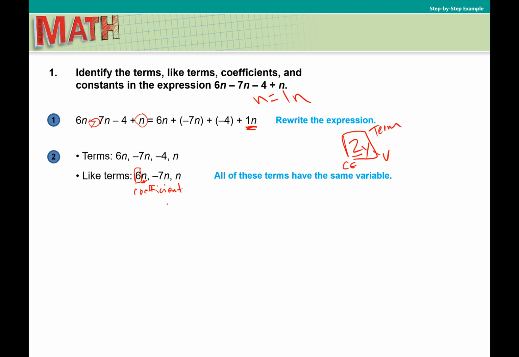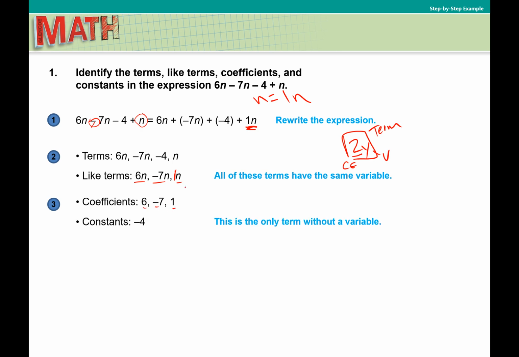So when we look for like terms, we're looking for terms that have a similar variable. Okay, so in this case, the similar variable is n. So we separate out those 6n, negative 7n, and we'll go ahead and put 1n in there. And then we separate out the coefficients. What are the different coefficients that are attached to those variables? 6, negative 7, and 1.